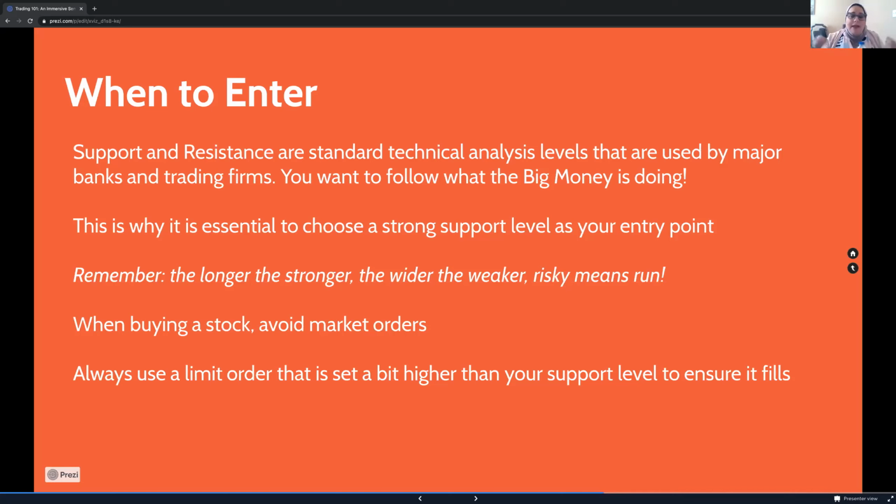So again, please use the limit feature. Please don't use the market feature. And that goes not just for buying it, but it also goes for the price that you want to sell it at, okay?